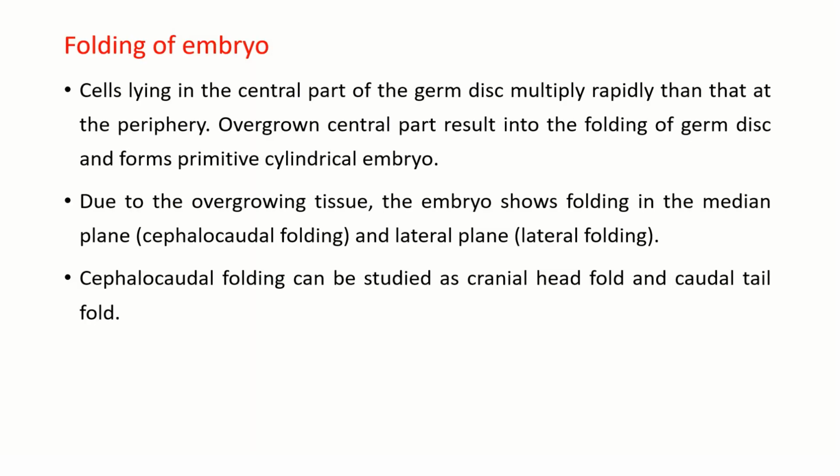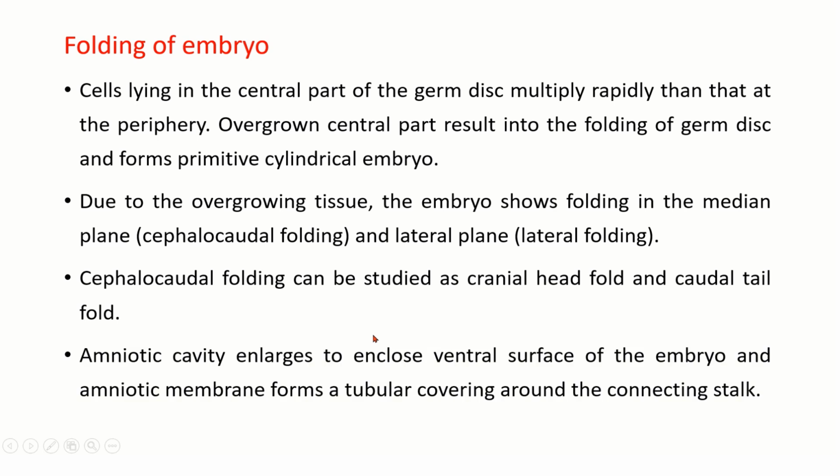Now coming to the actual topic, the foldings of embryo, which is most important. Cells lying in the central part of the germ disc multiply more rapidly than those at the periphery. So the overgrown central part results in the folding of the germ disc and forms a primitive cylindrical embryo. Due to overgrowing tissue, the embryo shows folding in the median plane, cephalocaudal folding, and lateral plane, lateral folding. Cephalocaudal folding can be studied as cranial head fold and caudal tail fold.